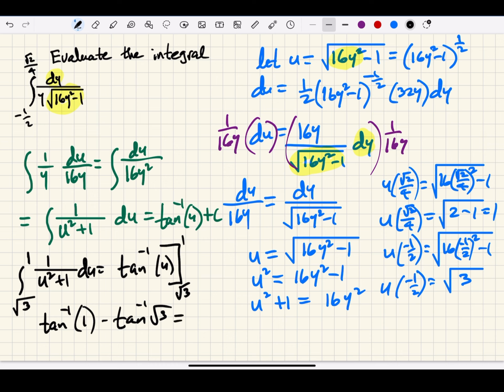The inverse tangent of 1 will be pi over 4. The inverse tangent of the square root of 3 will be pi over 3. If we get ourselves a common denominator, we would have 3 pi over 12 minus 4 pi over 12, which will be minus pi over 12.